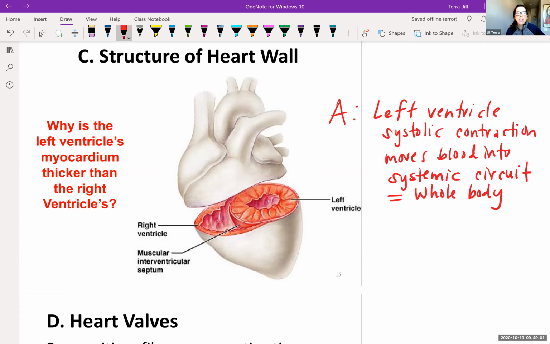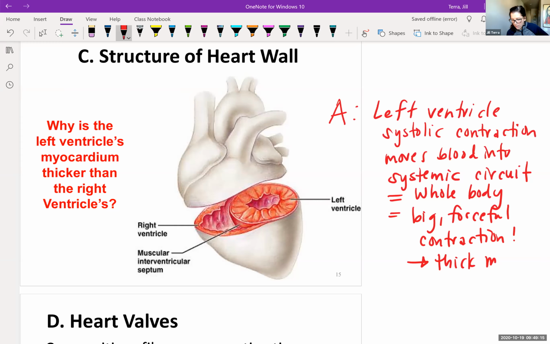And so it needs to be a very forceful, big contraction. So that thick muscle tissue needs to be there in order to allow for that continual big contraction and big push to get that blood into the systemic circuit, to get it to all the cells in your body, right? All your organs, tissues, and every single cell in your body is going to get that beautiful blood.